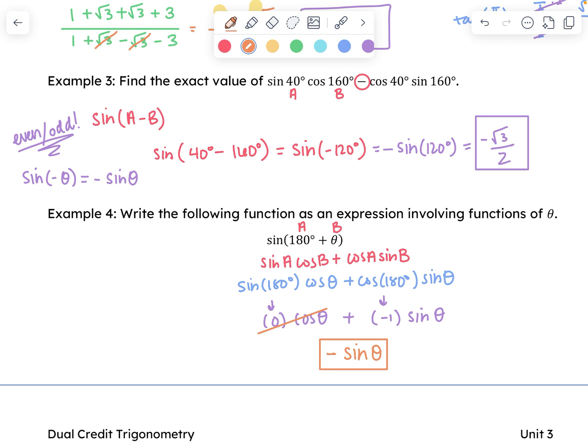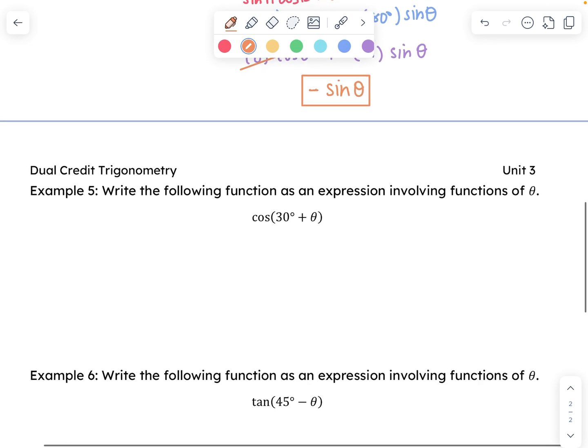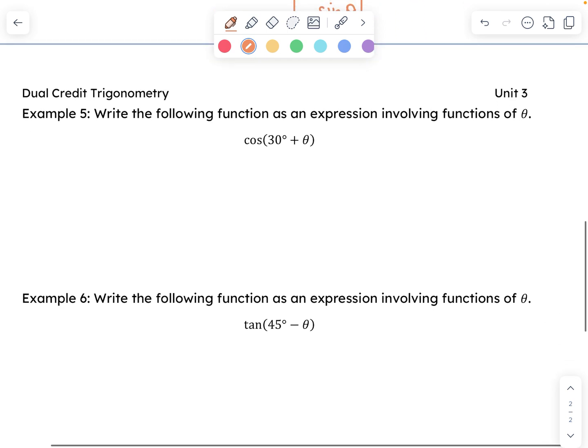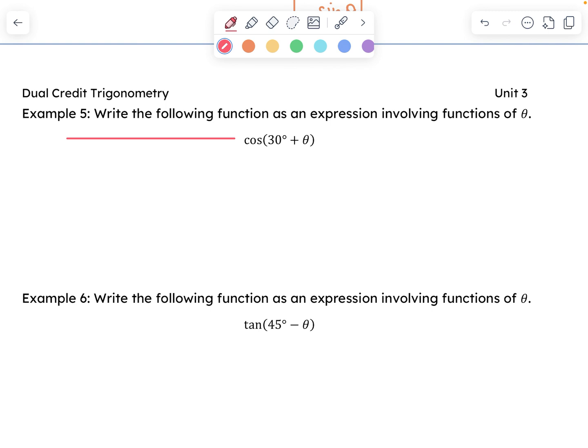Okay, keep going. We've got some more examples on the back. Example 5 says write the following function as an expression involving functions of theta. This time we've got cosine of 30 degrees plus theta. Make sure you're paying attention. We're looking at a cosine, which was our last set of notes. This was our 5.3 notes. So if I'm looking at cosines, that's a different identity, remember?